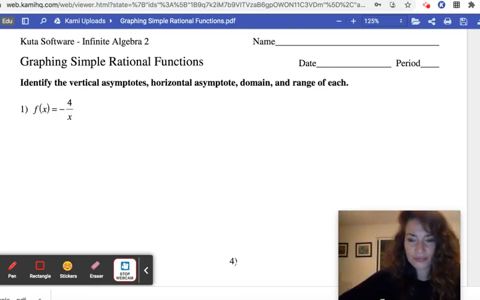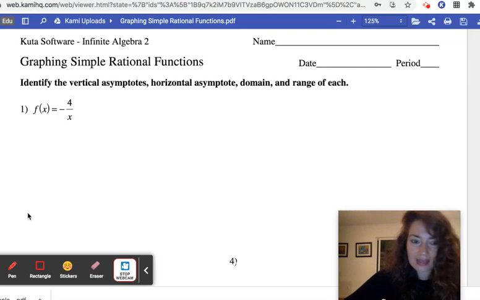Hi, I'm going to go over the first example for graphing rational functions. So the first thing we're going to look at is the fraction negative 4 over x, y equals negative 4 over x. We are going to look to see what makes the denominator 0. So in this case, it is just when x equals 0. That will give us our vertical asymptote. So we need to identify the vertical asymptote, horizontal asymptote, domain, and range.